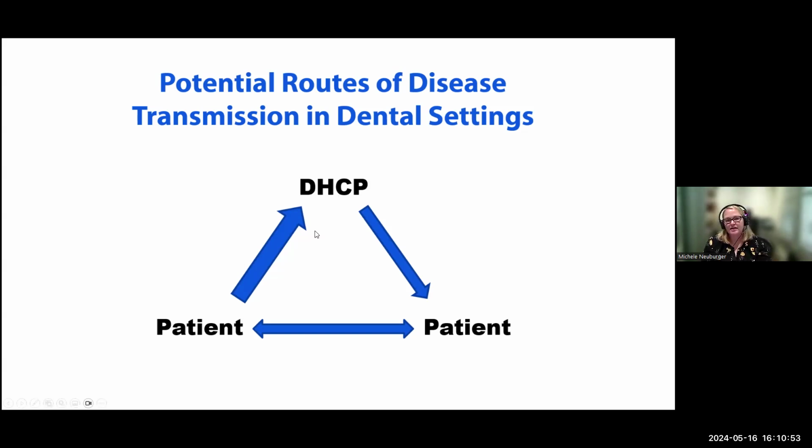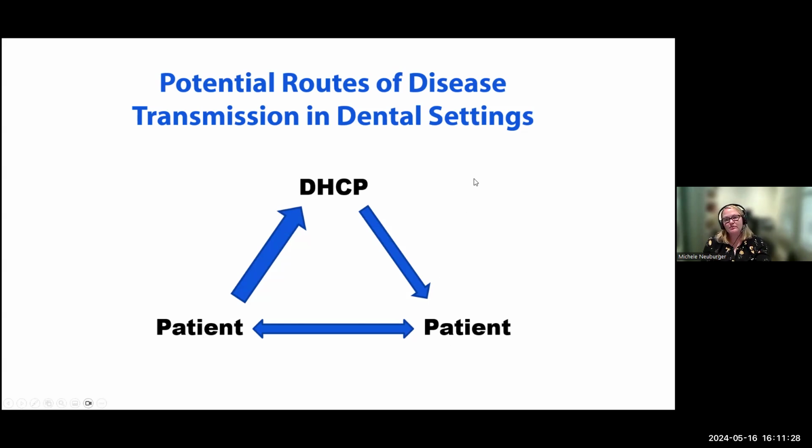As this arrow is the biggest, it does show that dental healthcare personnel are actually at the greatest risk of getting a potential disease transmission, just because you are exposed to respiratory secretions and other bodily fluids all day long. So your risk of exposure is much higher than a patient's. But diseases can be transmitted from patient to patient, and from staff to patients.